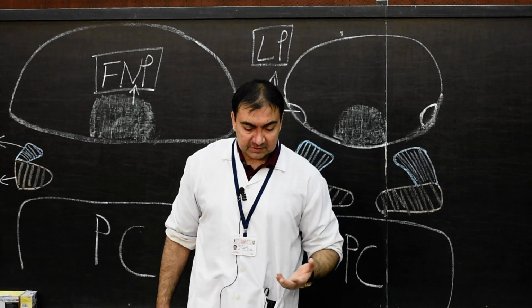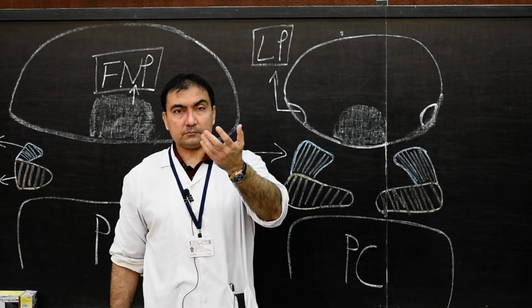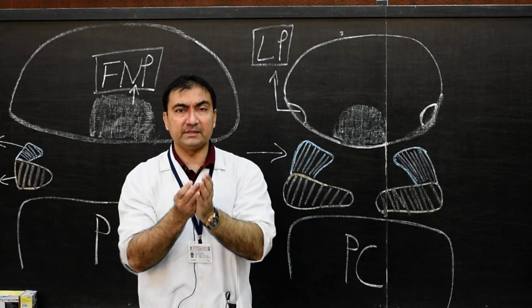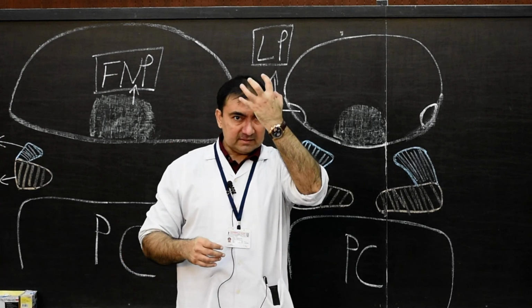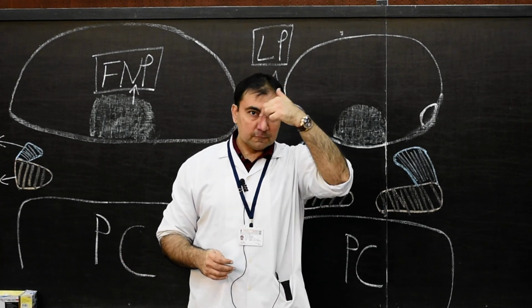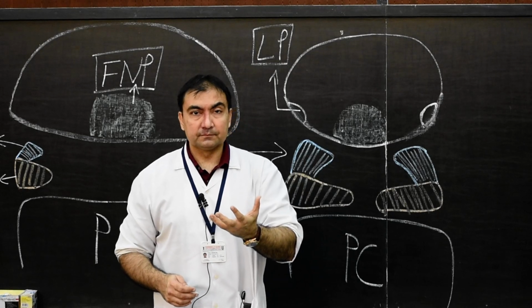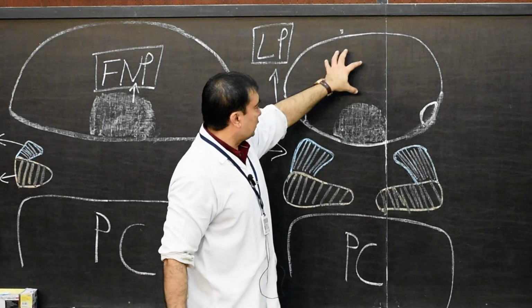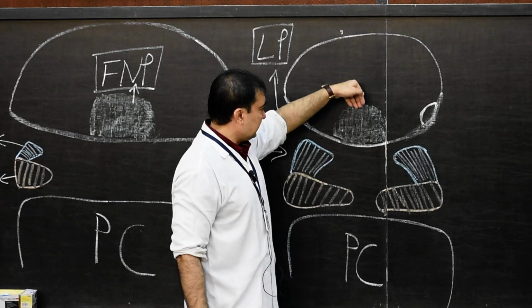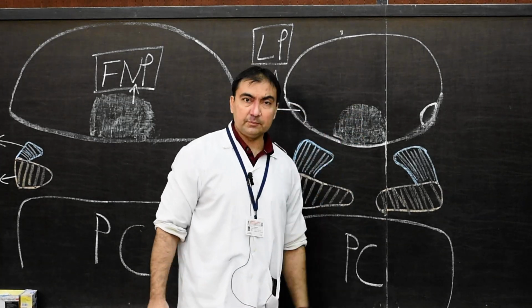Now frontonasal process, what is it basically? It is a mesenchyme covered by surface ectoderm from the central part of bulging of forebrain. That means from the forebrain bulging, this central part will be known as frontonasal process.